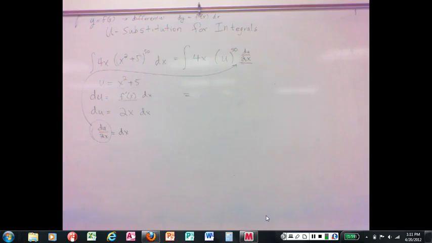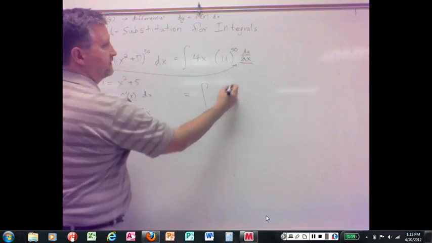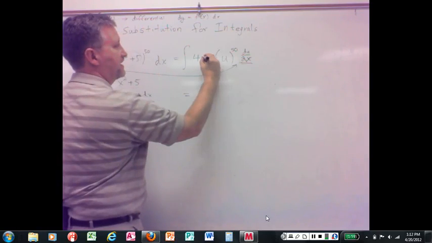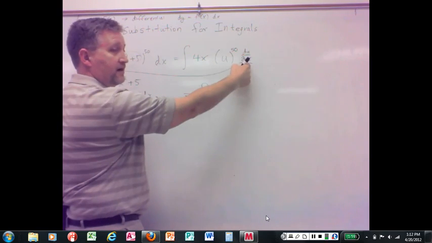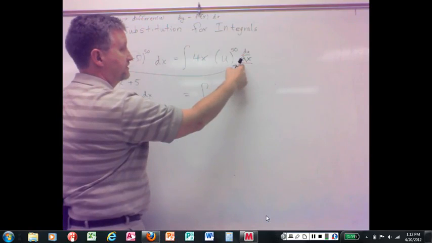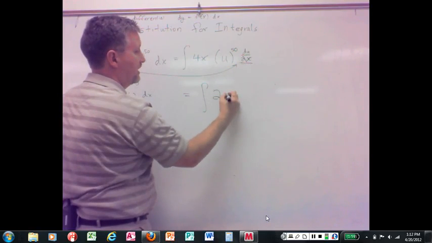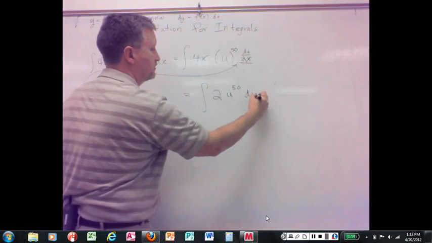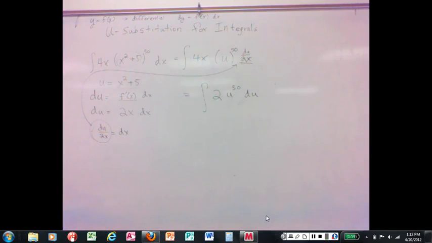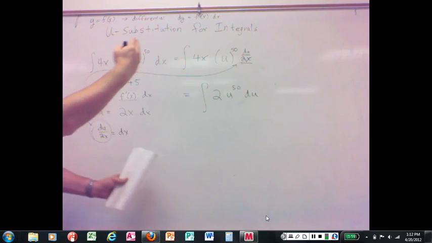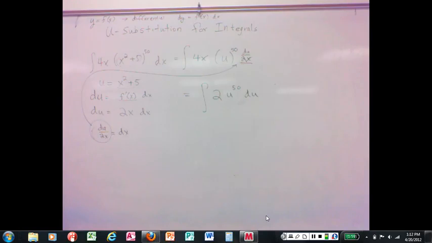That just so happens to work very nicely, because notice what happens with that denominator. Doesn't it cancel out nicely with the 4x in front? This x will cancel with this x, won't it? Because that's on top, that's on the bottom. And 4 cancels with the 2 and leaves me 2. So here's all I have left: 2 u to the 50th du. This is nice, because now instead of x's, I'm doing u's, and I can do that antiderivative right there. That's a simple one, isn't it?